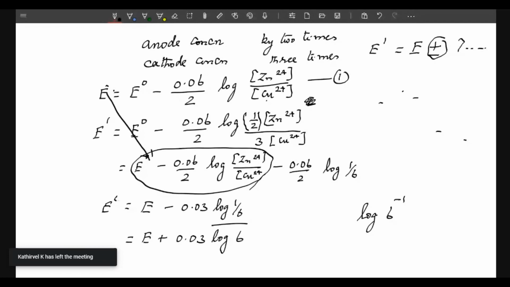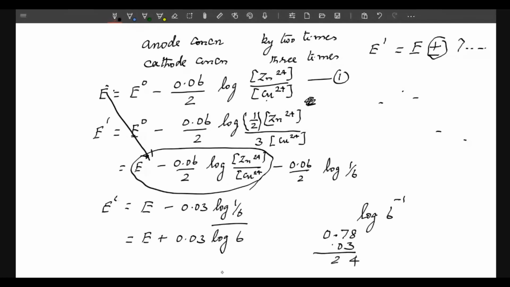What is log of 6? Ask your calculator, it will give you the answer. What is log of 6? Anybody? Log of 6 is equal to 0.78. Multiply it with 0.03. That is 0.0234, up to 4 decimals. Therefore, the answer is E is equal to plus 0.0234. This is the correct answer. What is the answer given to that? You can easily calculate this. Such a problem, I think, has so far not appeared in this, but it is a very good one. And thank you, Surendra, for having brought that one to my knowledge.